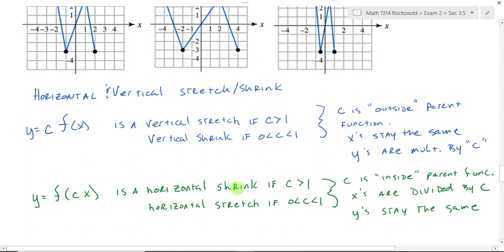This is going to be a horizontal shrink if c is bigger than 1, and a horizontal stretch if c is in between 0 and 1. So c is inside the parent function, whereas on the vertical stretch it's outside the parent function. On the horizontal stretch, the x's are divided by c and the y's stay the same, but on the vertical stretch the x's stay the same and the y's are multiplied by c. So it's kind of the opposite thing going on here, just like it was with the horizontal and vertical shift.